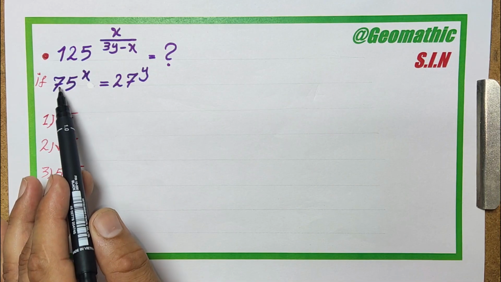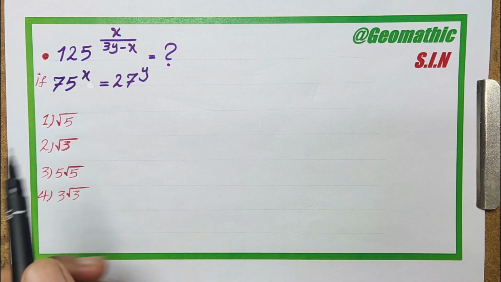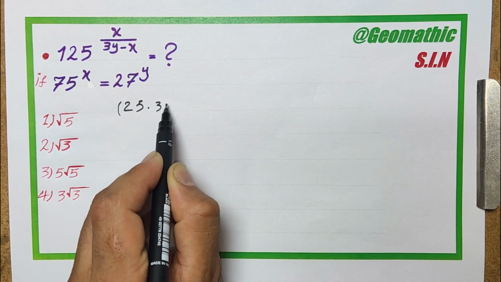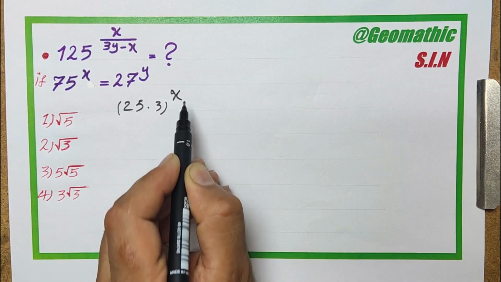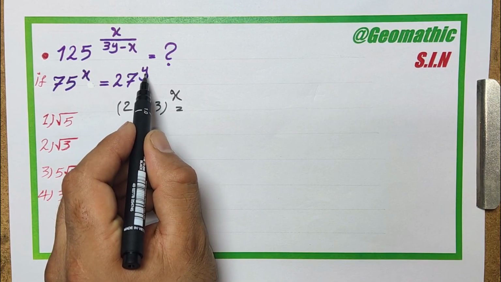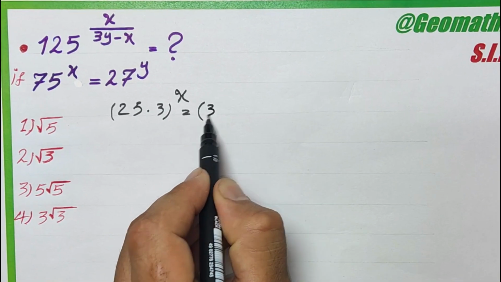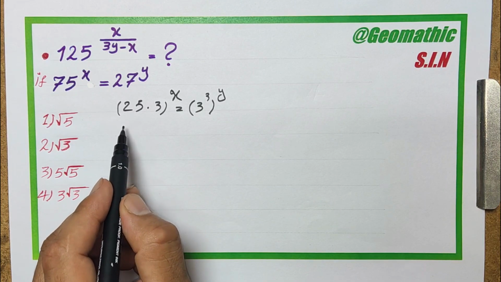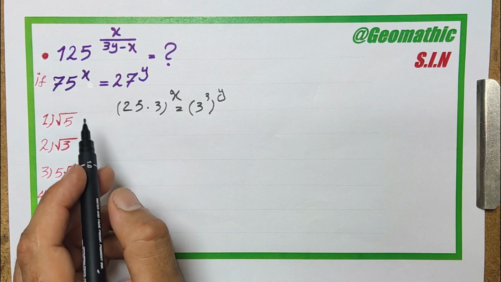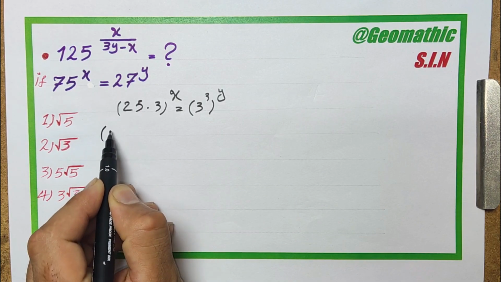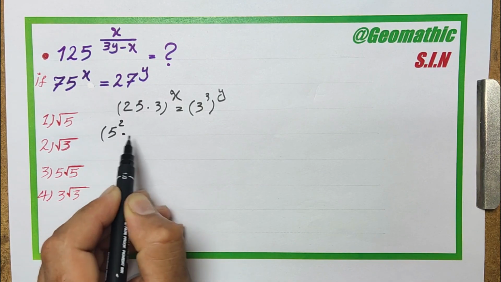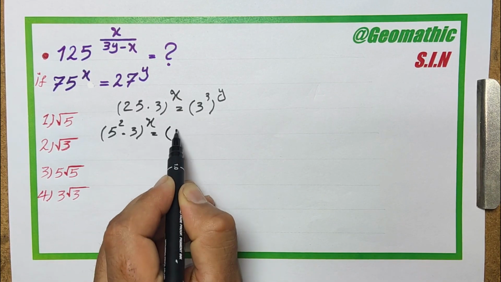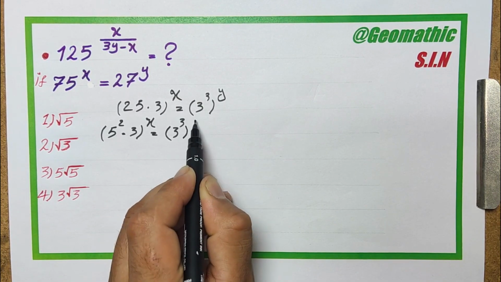Let's start with the given equation. We can rewrite 75 to the power of x as 25 times 3 to the power of x, and 27 to the power of y as 3 cubed to the power of y. We know 25 equals 5 squared, so we can write this as 5 squared times 3 to the power of x equals 3 cubed to the power of y.